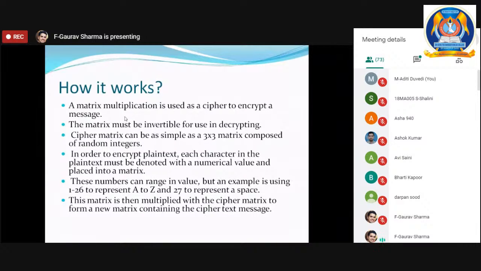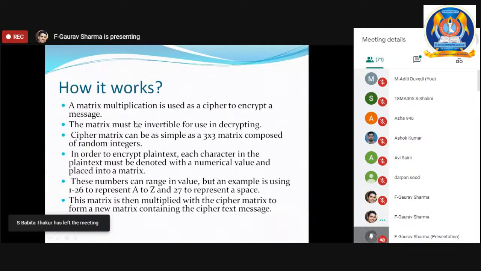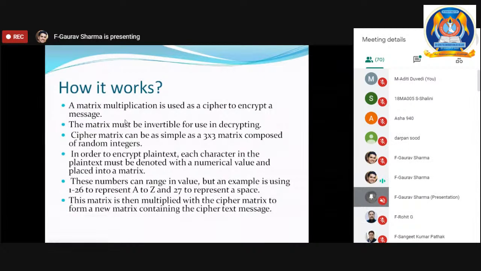we write a message in matrix form, and that matrix is multiplied by some cipher matrix, and it becomes coded, right? So we hide the message by using the multiplication, and that cipher matrix should be invertible, otherwise we cannot decode it, right?